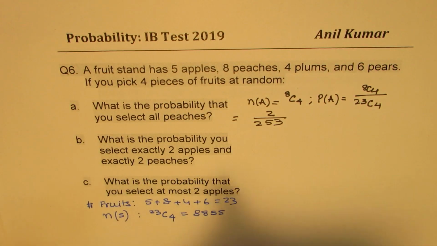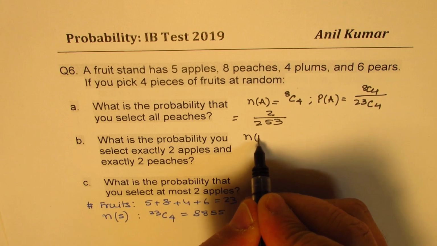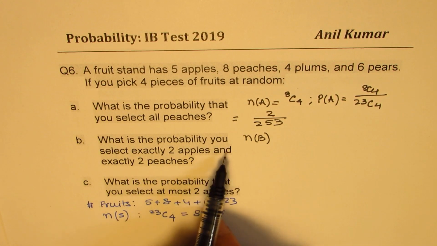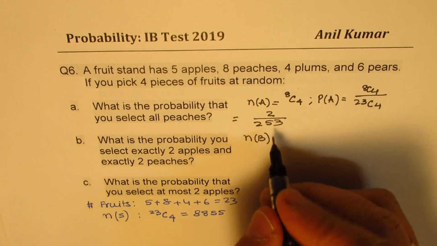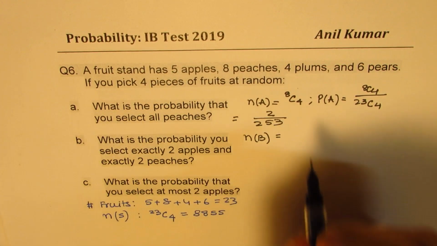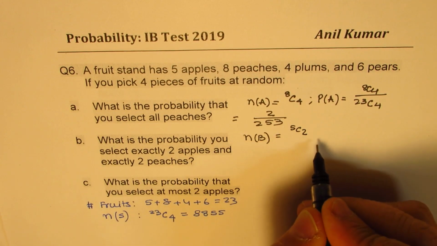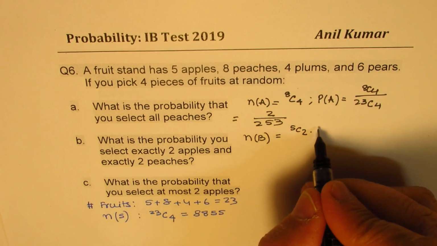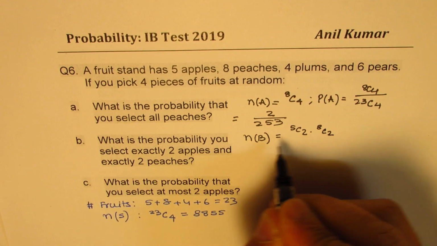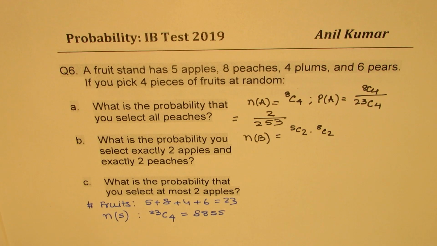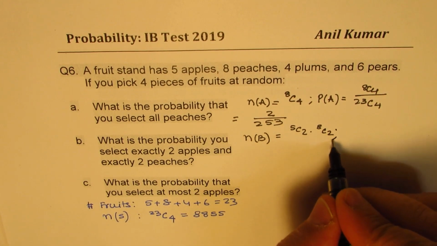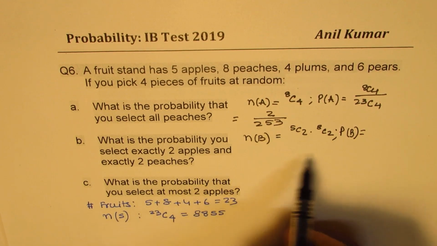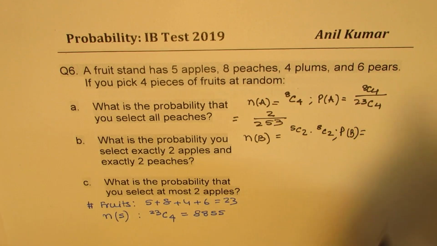Second, let's call this event B, right? Okay. What is the probability you select exactly 2 apples and exactly 2 peaches? So 2 apples from 5 apples, so 5C2, correct? So that is what you do. And 2 peaches from 8 peaches, so 8C2. So that is your favorable cases. So in this case, the probability of event B is going to be how much? All this divided by 8855.